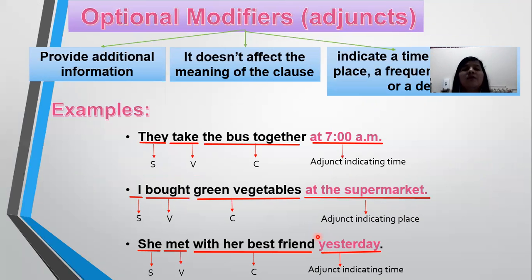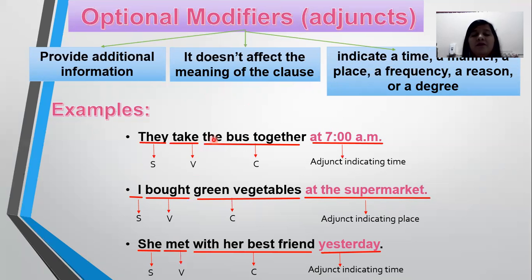Now I'm going to talk about optional modifiers, adjuncts. An adjunct is a word or clause that provides additional information about the head word. It doesn't affect the meaning of the sentence or phrase. Therefore, it may be at the beginning or at the end of the sentence. Finally, an adjunct usually indicates a time, a manner, a place, a frequency, a reason, or a degree.